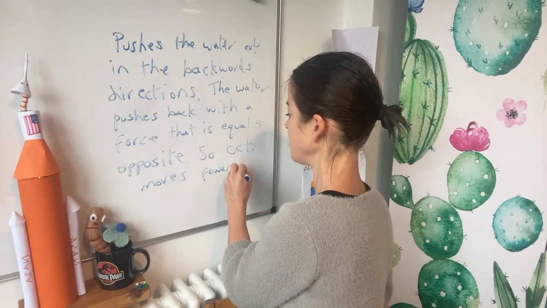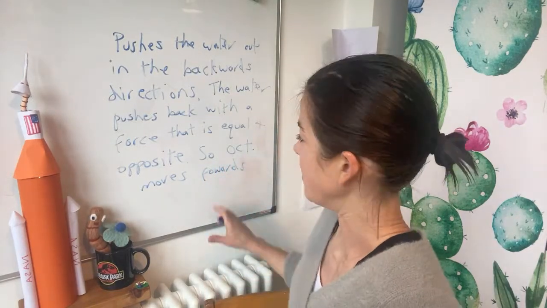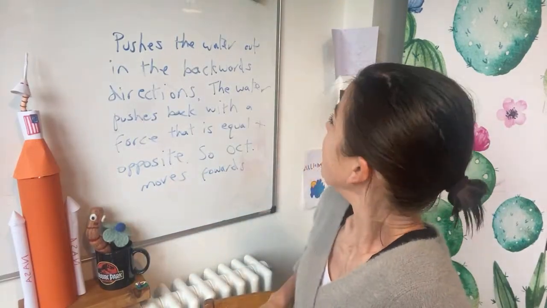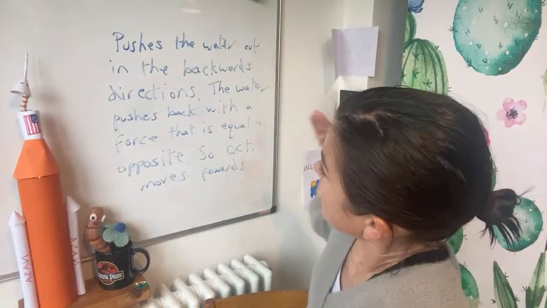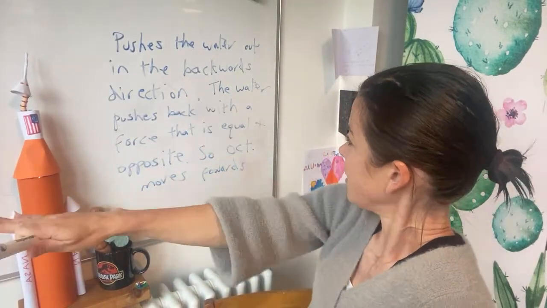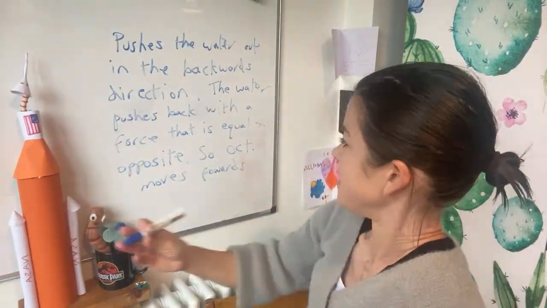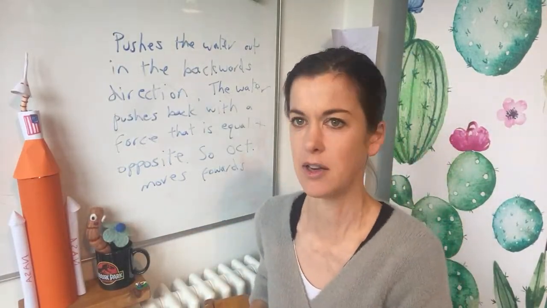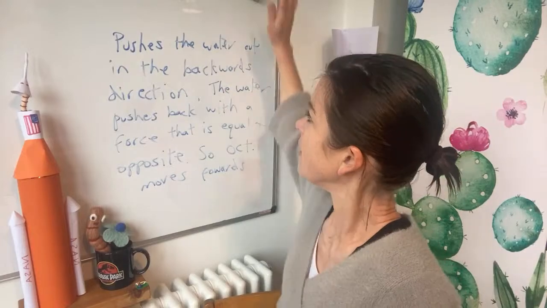And then you were supposed to include the phrase Newton's third law, weren't you? I'll just add in my head, according to Newton's third law. The octopus pushes the water out in the backwards direction. The water pushes back with a force that is equal and opposite, so the octopus moves forward, according to Newton's third law. I'm happy with that.